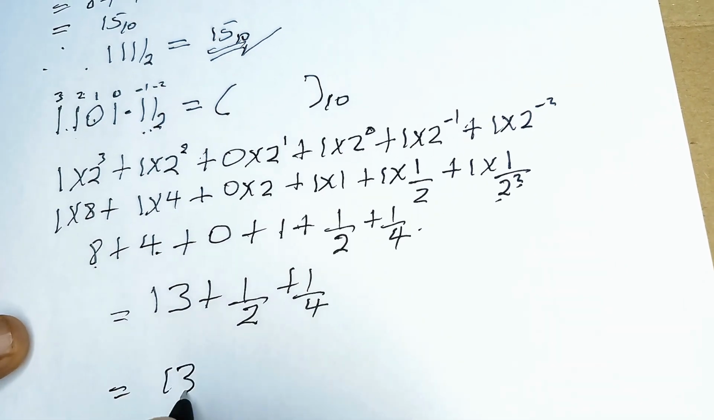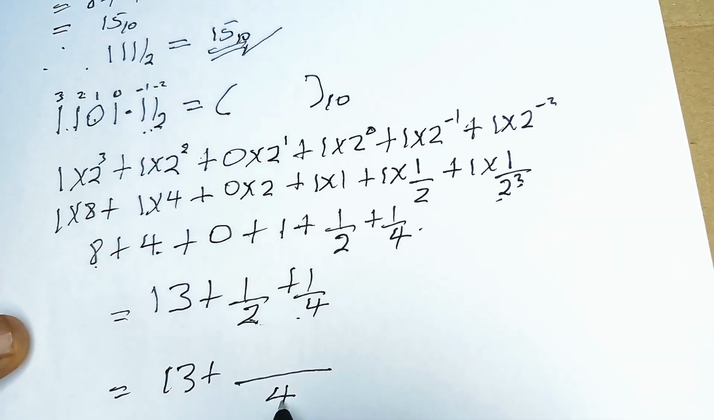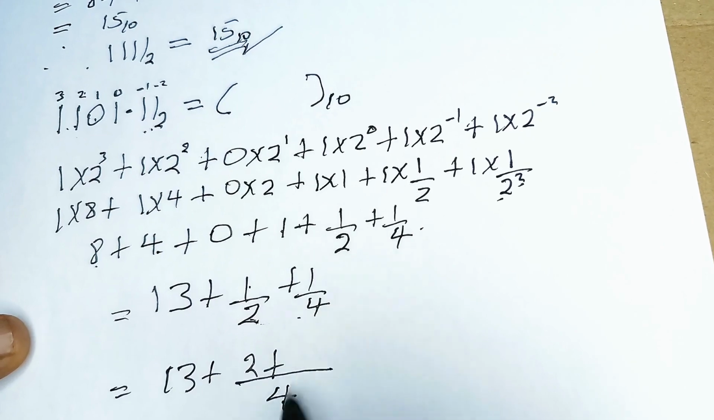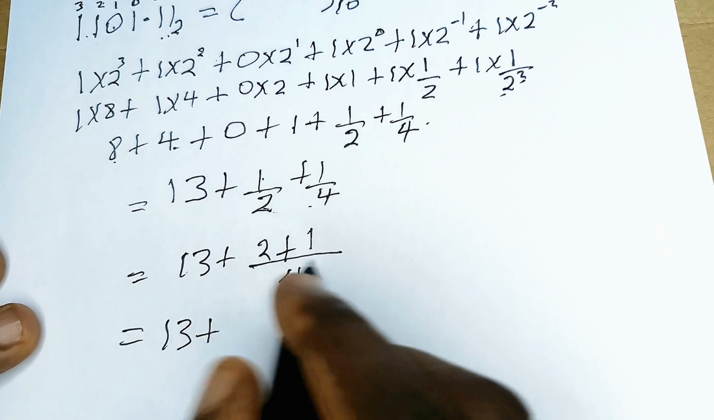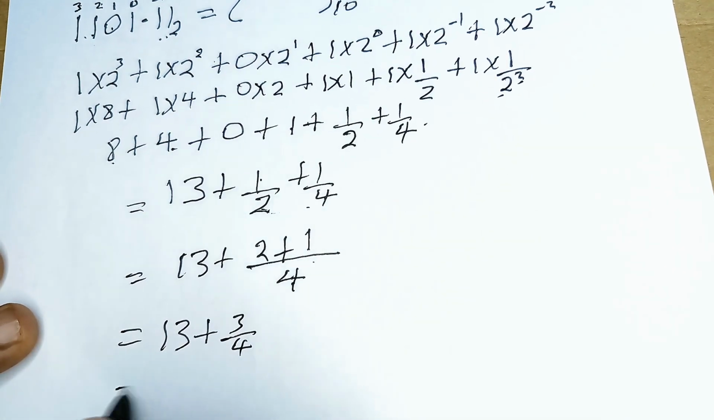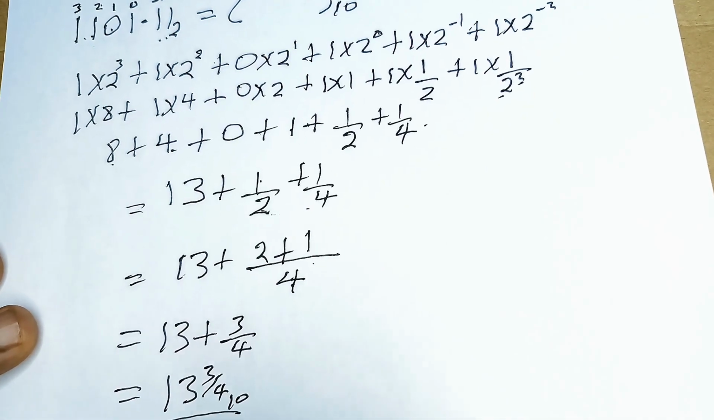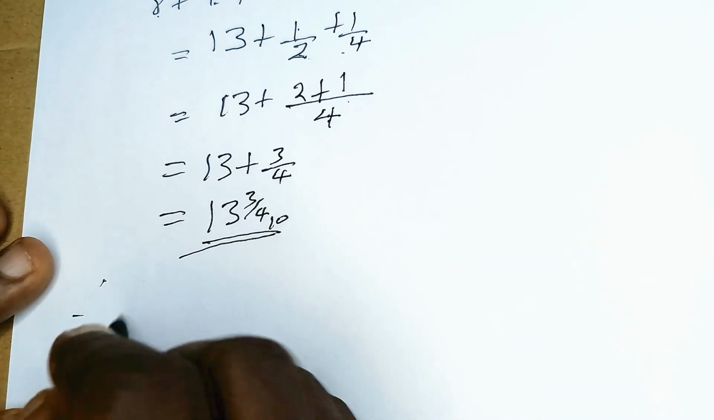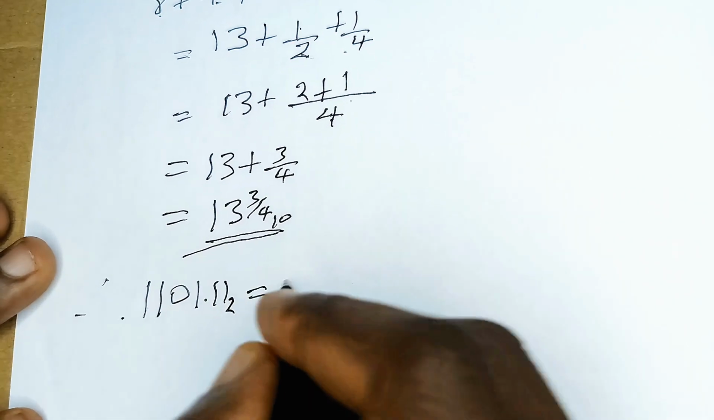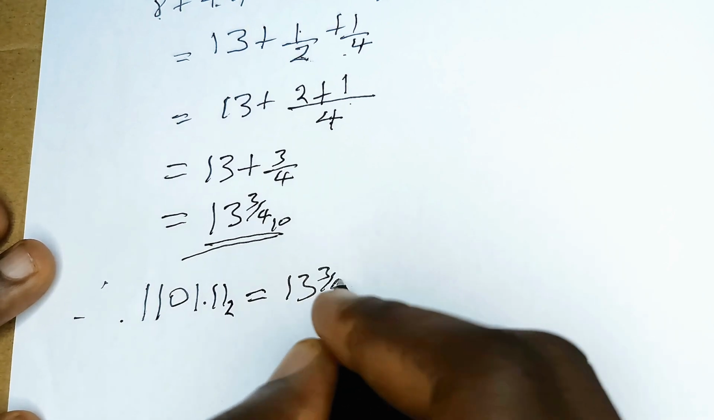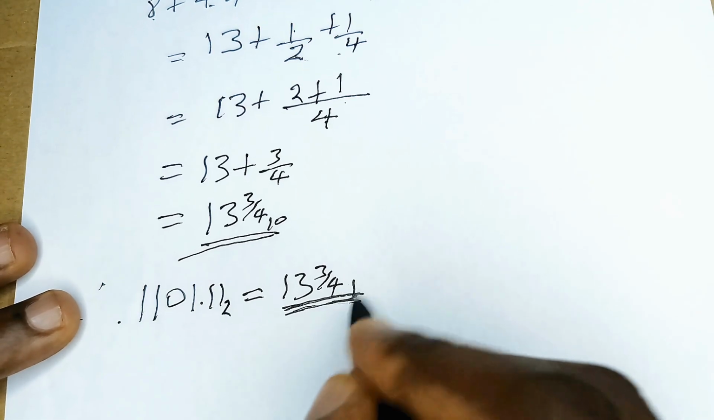So we have 13 plus, find the LCM of this, that's 4. 2 in 4, that's 2. 2 times 1, 2. Plus 4 in 4, 1. 1 times 1, 1. So here we have 13 plus 2 plus 1, that should be 3 over 4. So the answer here is 13 whole number 3 over 4 in base 10. So therefore, 1101.11 base 2 is equal to 13 whole number 3 over 4. You can use your calculator to solve this and get your decimal point. This is in base 10.